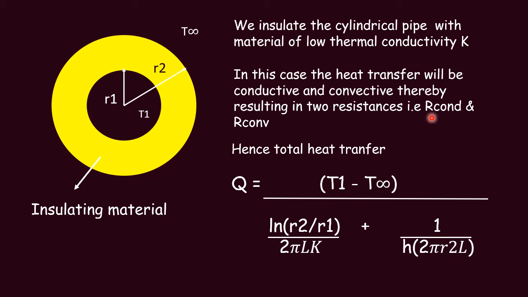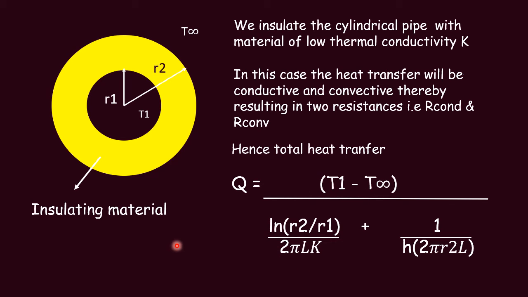Here the two terms are to be considered, that is R conductive and R convective, where this term is the R conductive, that is the conductive resistance, and this term is the convective resistance. And when we vary the R2, we observe that this term increases and this term decreases, as it is in the denominator.